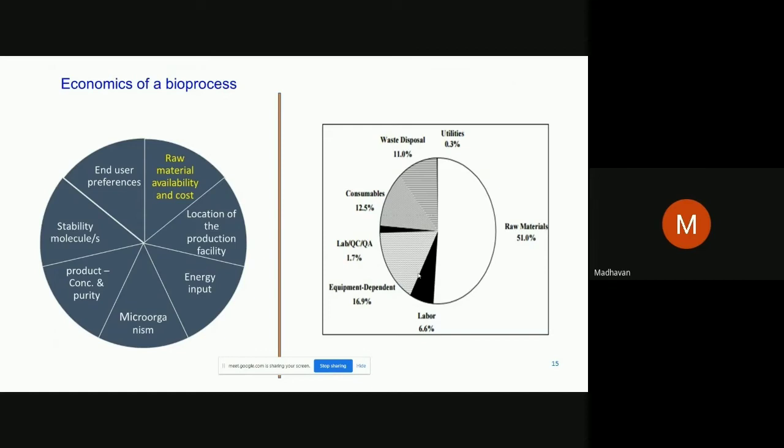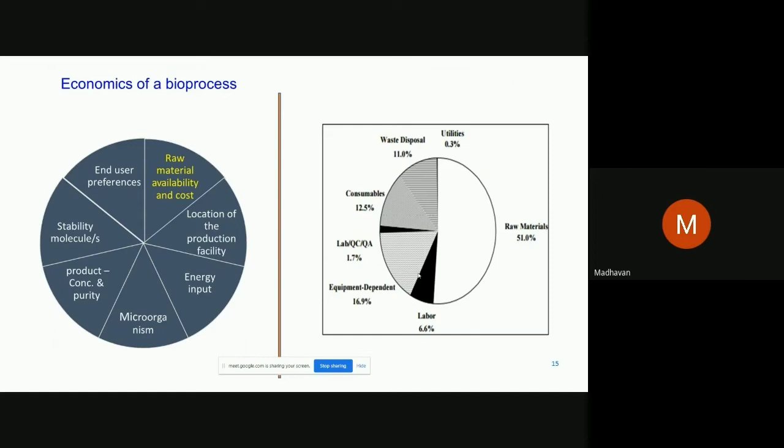the raw material. And then other factors like location of the production facility, energy input, microorganism, product concentration and purity, stability, end user preferences. It's very important. See, for what purpose are you using it? Are you using it for therapeutic purposes, or for a technical purpose? That depends upon the purity.